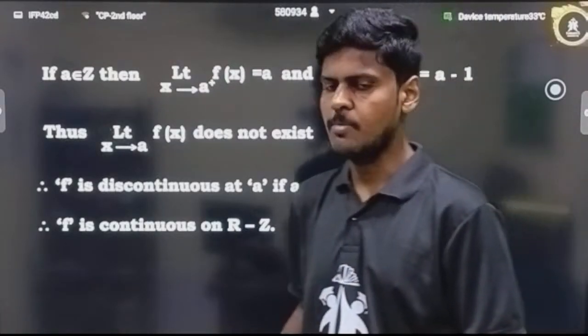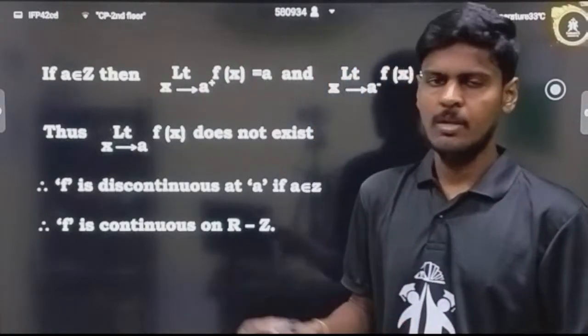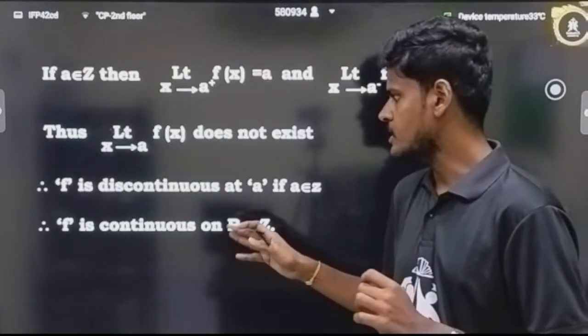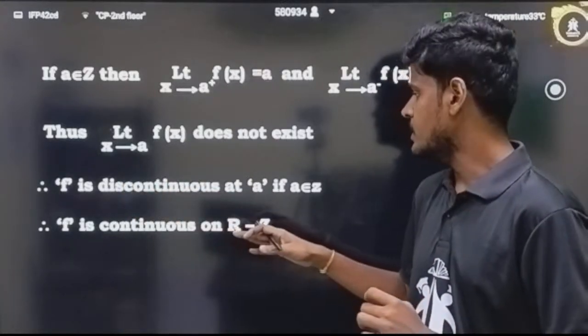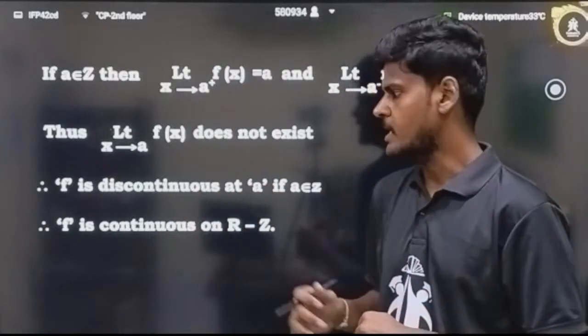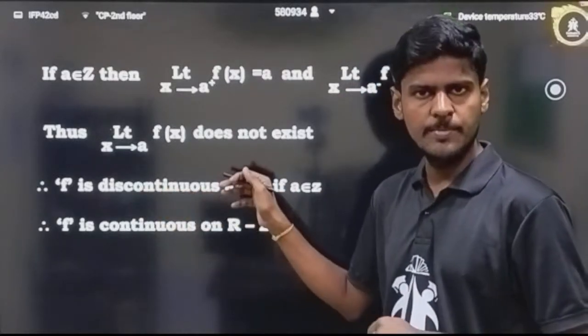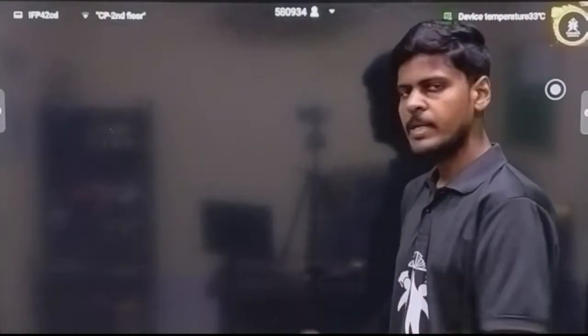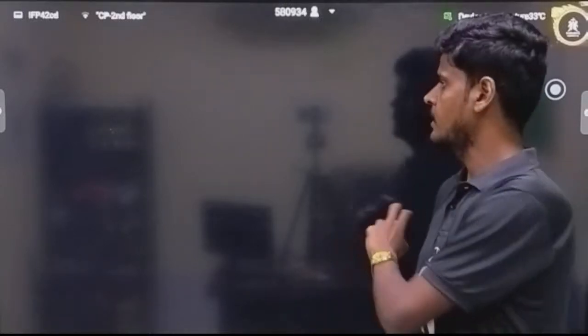Remember, whenever we talk about continuous functions, it will always be continuous when all the three conditions are satisfied. That is, limit value should be equal to function value. Left hand limit, right hand limit and function value. All the three should be satisfied.